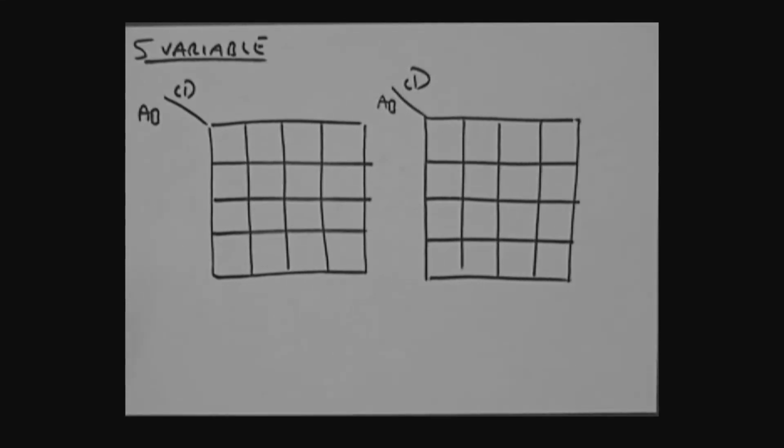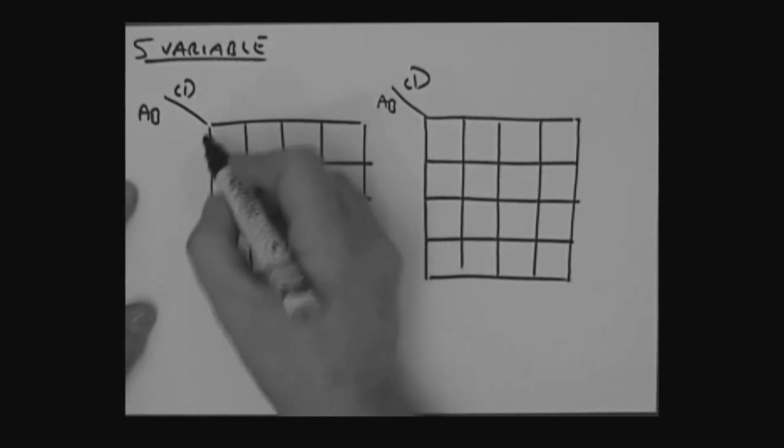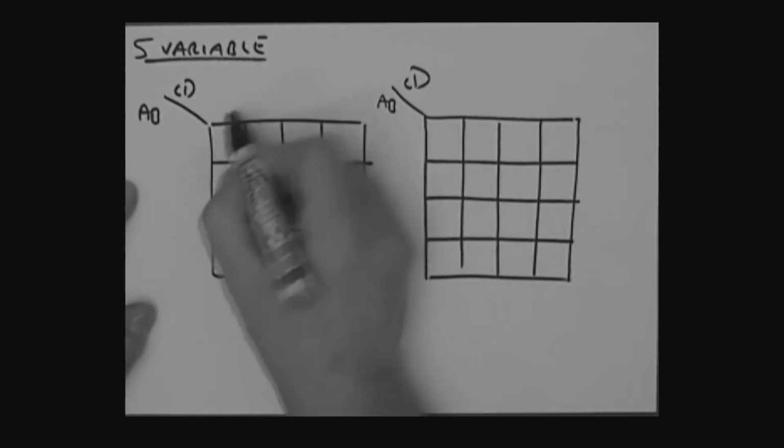Okay, this is a 5-variable map. Now look, we wouldn't really go beyond 5 variables. You can, but really there's no real purpose in doing any minimization beyond that. And you're really going to use a minimization program as opposed to hand minimization such as this using KMaps. All right, 5-variable map.